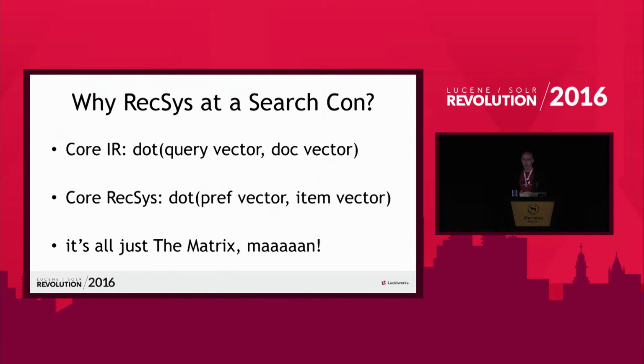Core recommender systems are similarly a dot product of a preference vector with the item vector in the user-item preference matrix. It's all just a matrix, man.